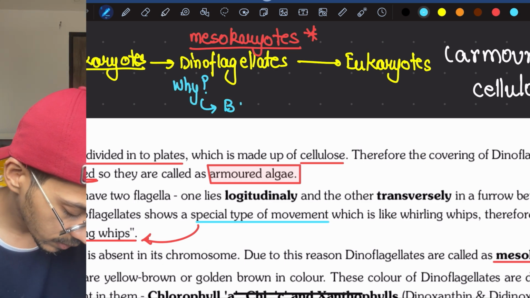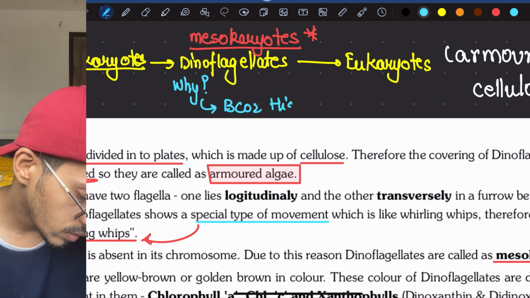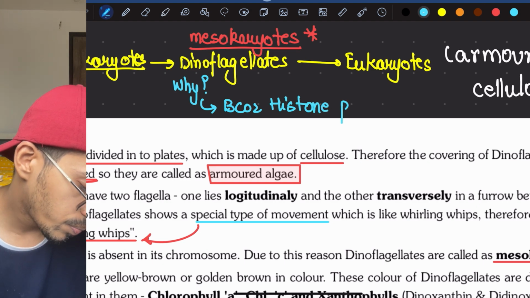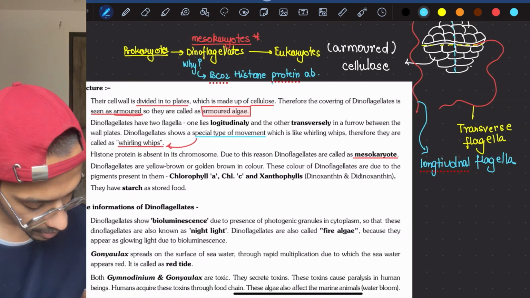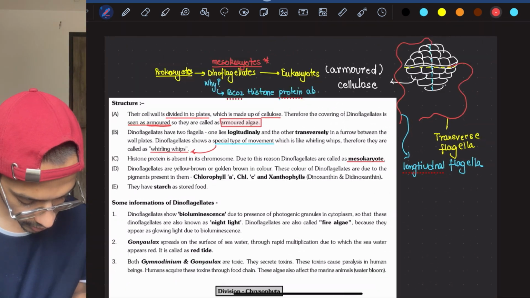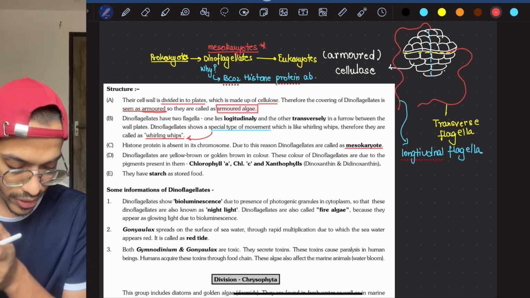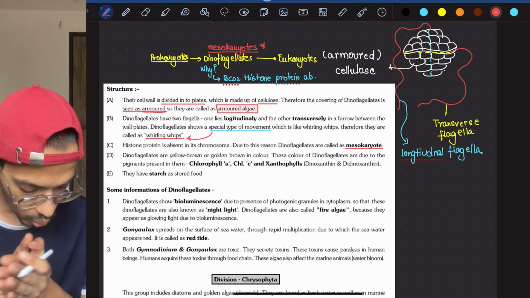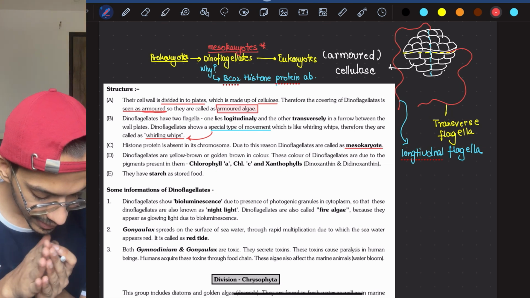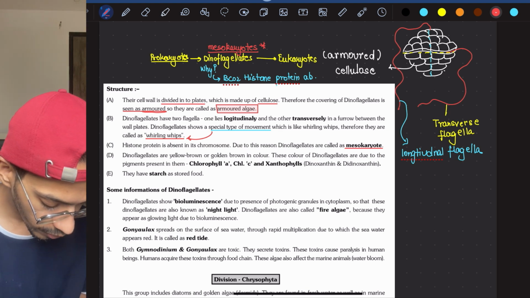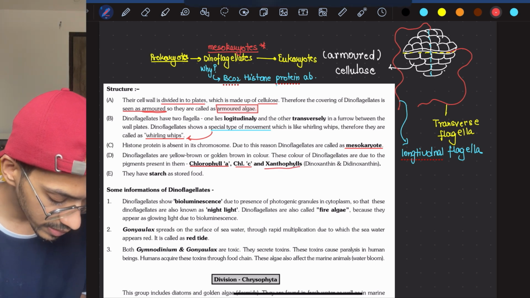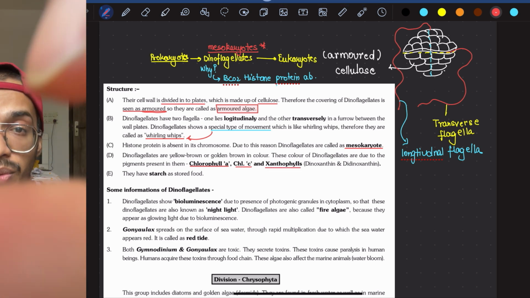Because histone protein is absent. Okay, so this thing you have to remember. Further, dinoflagellates are yellow-brown, golden-brown in color, and these colors are present because of the pigments. What are the pigments? Chlorophyll a, chlorophyll c, and xanthophyll. Especially the xanthophylls are the major ones.